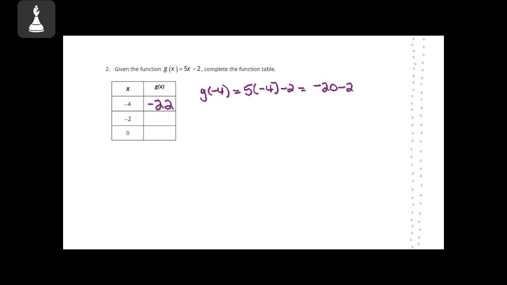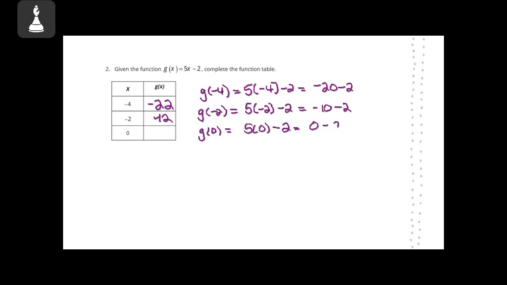If I want to find g of negative 2, I'll have 5 times negative 2 minus 2 is negative 10 minus 2, or negative 12. And the last one, if I plug in 0, 5 times 0 is 0 minus 2, negative 2. So hopefully this at least is a review of what we did before.